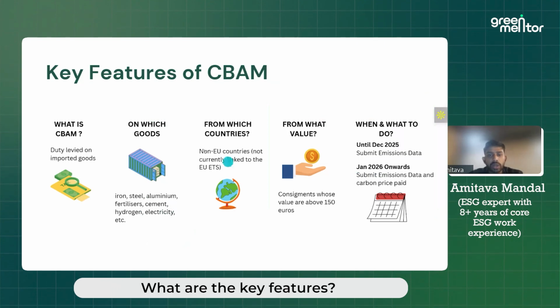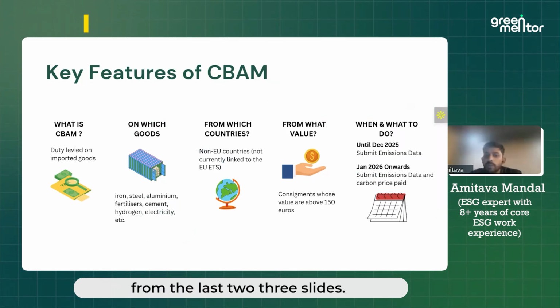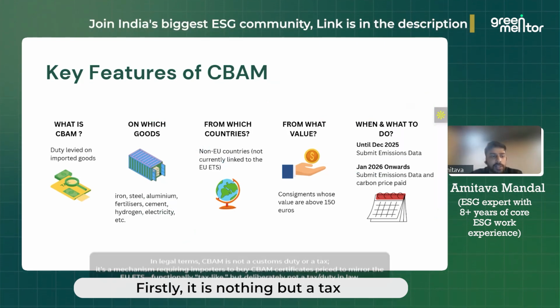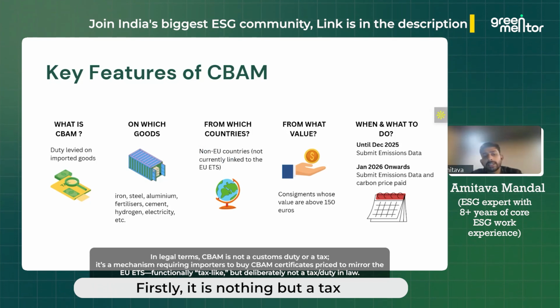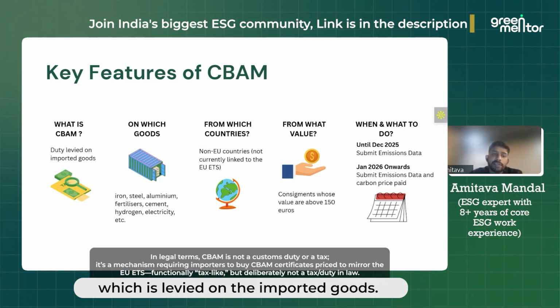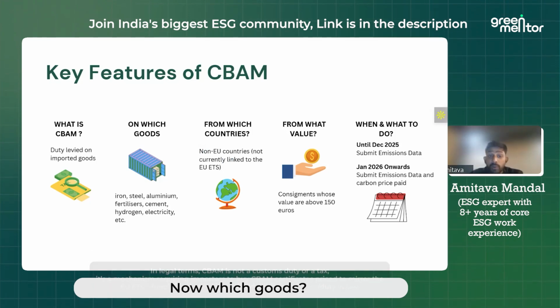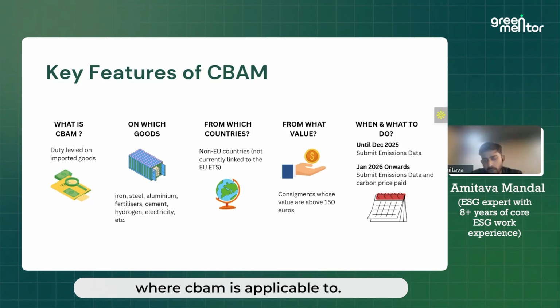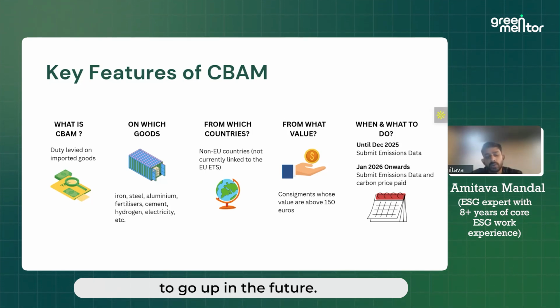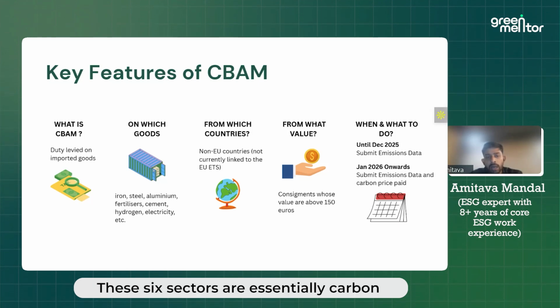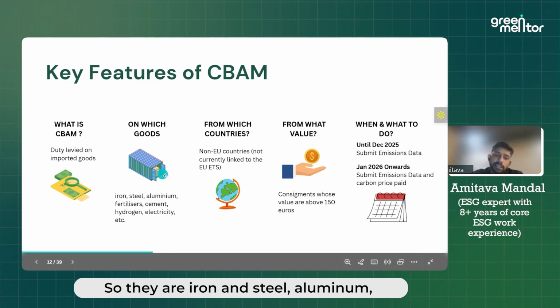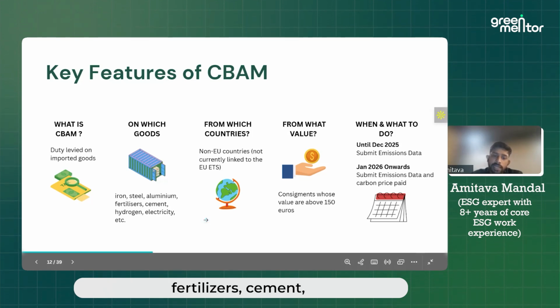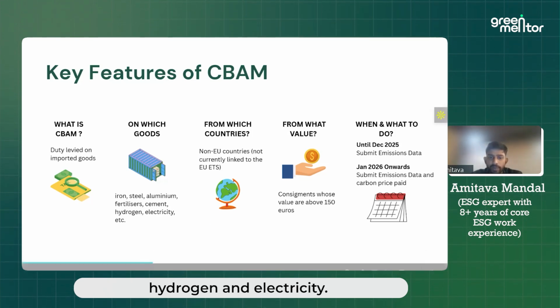Now, what are the key features that we learned from the last 2-3 slides? What are the key features of CBAM? Firstly, it is nothing but a tax or a tariff or a duty which is levied on imported goods. Which goods? Currently, there are 6 sectors where CBAM is applicable. We are expecting the number of sectors to go up in the future. These 6 sectors are essentially carbon intensive sectors. They are iron and steel, aluminium, fertilizers, cement, hydrogen, and electricity, right?